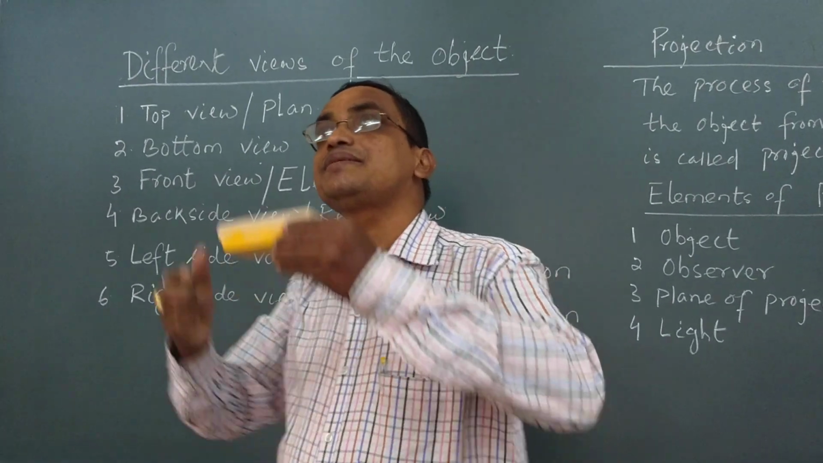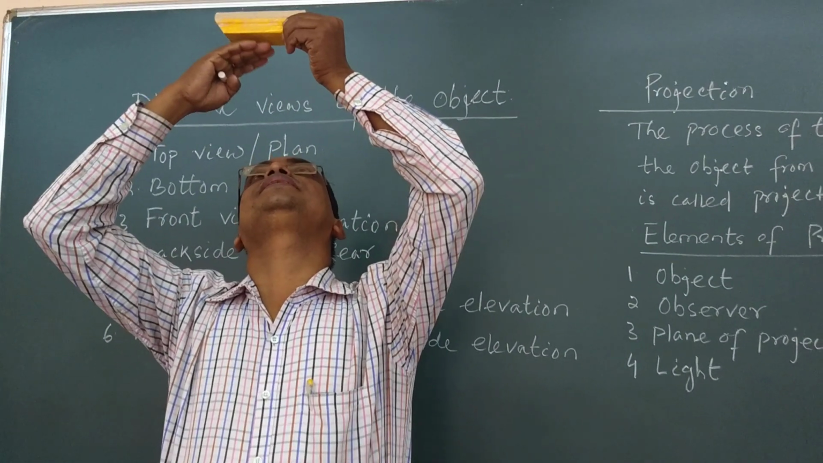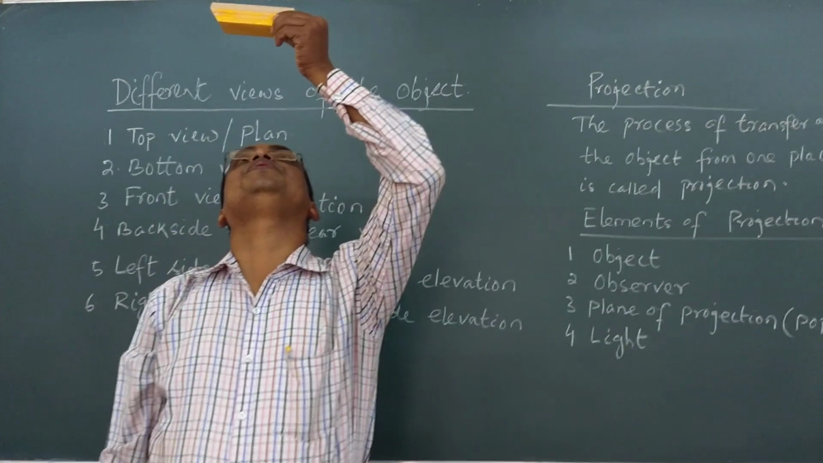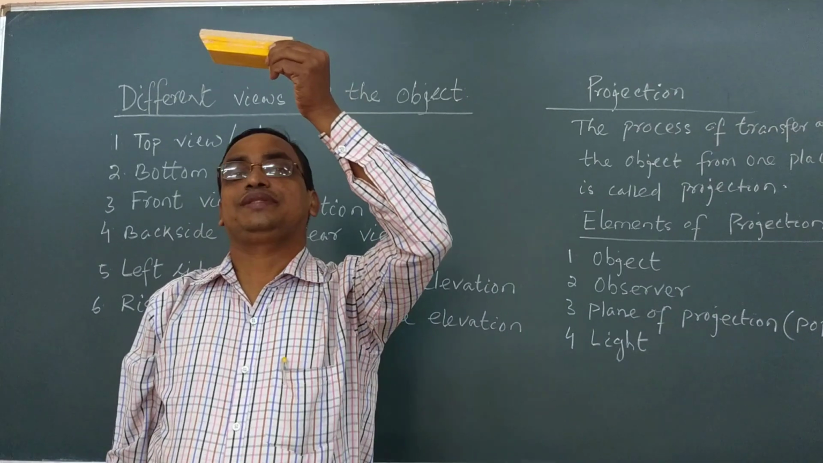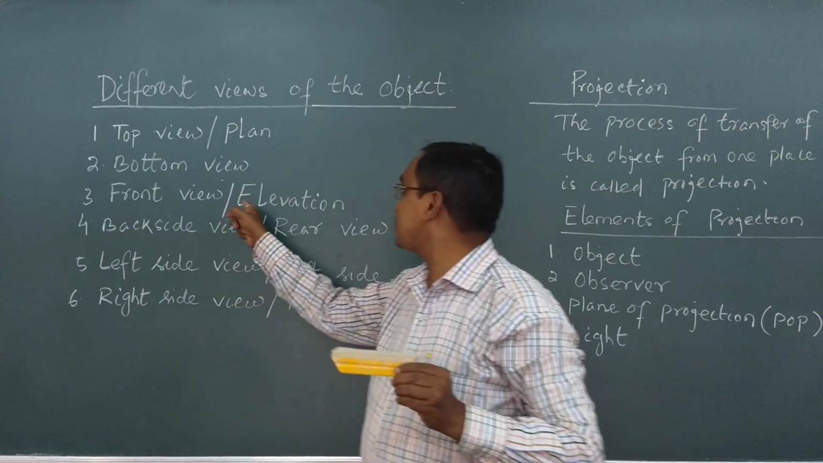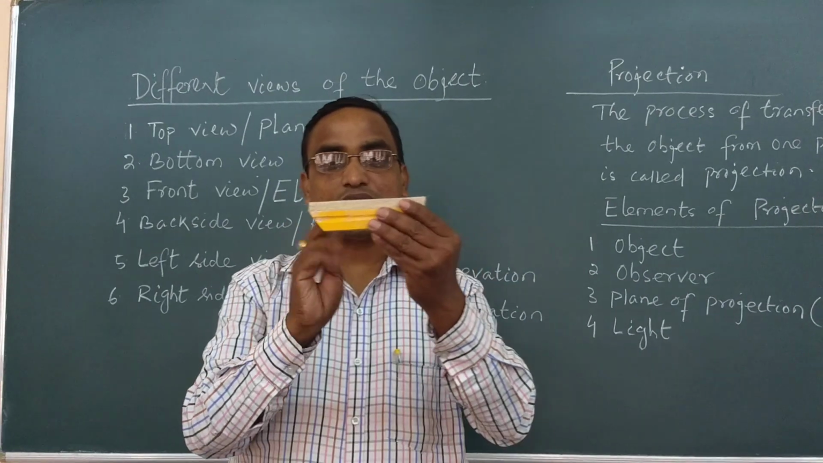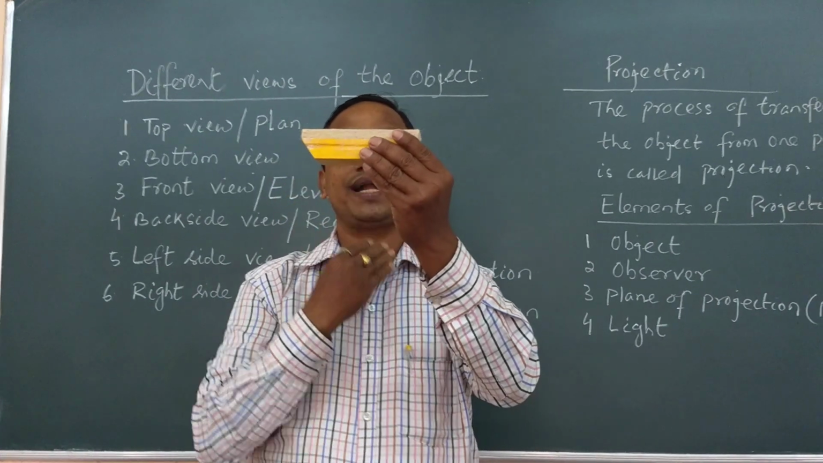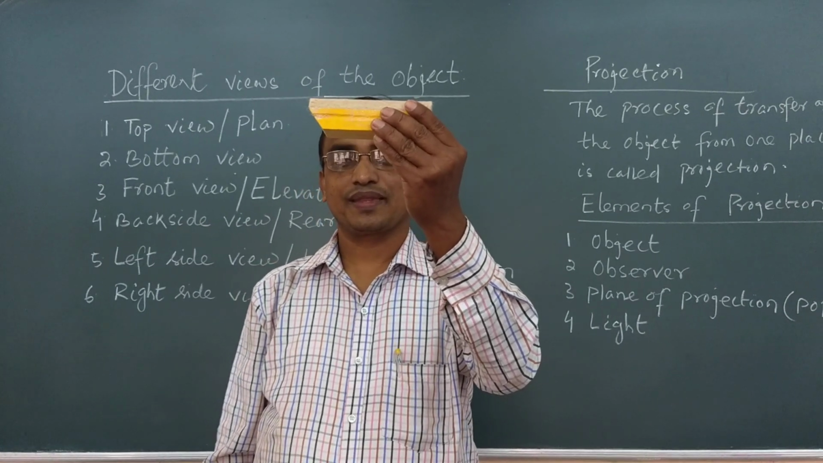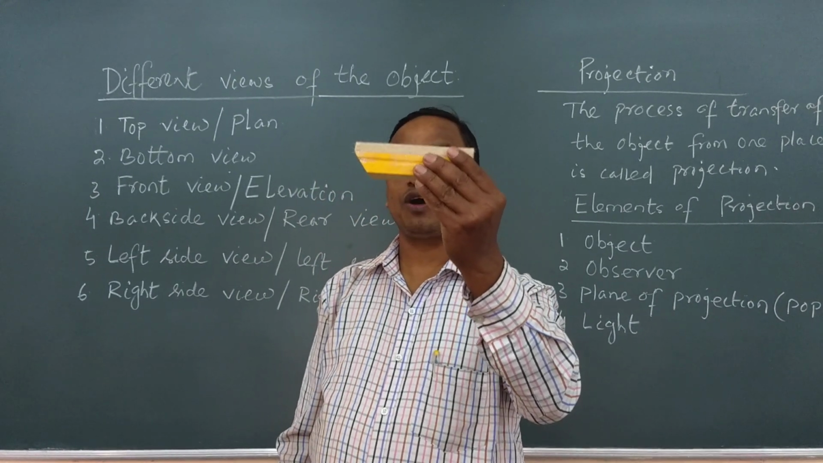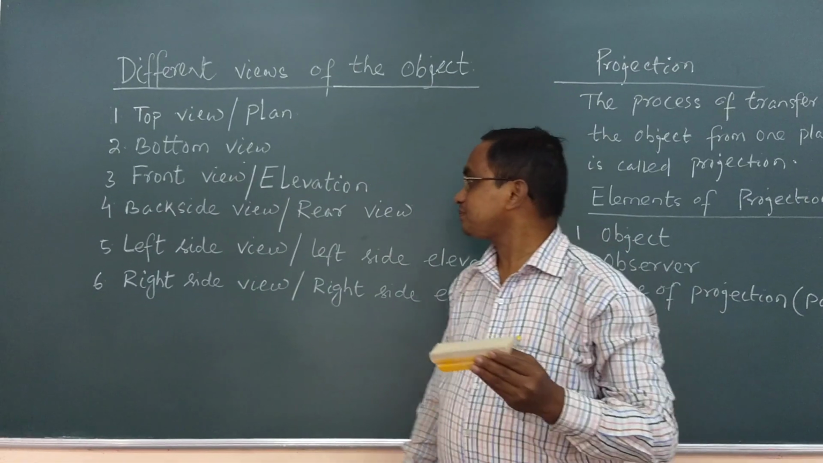Second one is, just to mark, the bottom part of the object I mark, that is called bottom view. Then the third one is front view or elevation. I am the observer. Front part of the object I mark, the front side. This is called front view or elevation. Front view of the object always gives the beauty of the object.